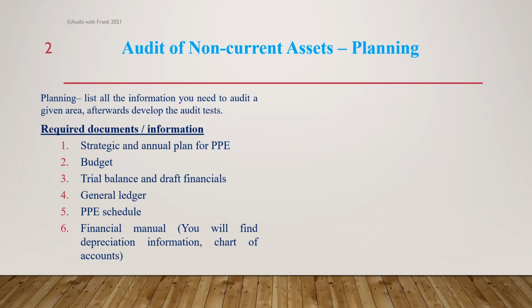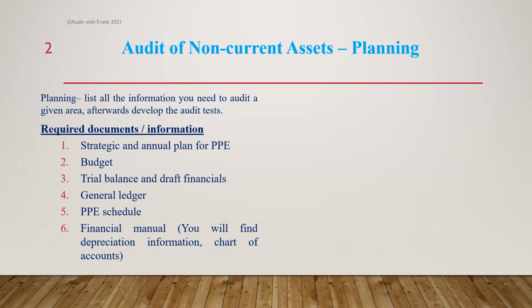We need the general ledger. We need the PPE schedule, that's the property, plant, and equipment schedule. In this schedule, we find all PPE, their opening balances in terms of carrying value, in terms of accumulated depreciation, the additions during the year, the revaluations, the disposals, the current year depreciation, and of course, the carrying values at the end of the period. So you need to have that PPE schedule, since it will be a summary of all non-current assets, that's property, plant, and equipment, and what happened to those assets during the year.